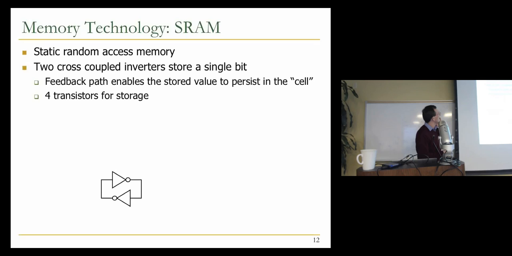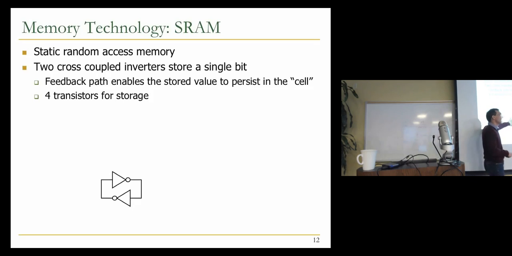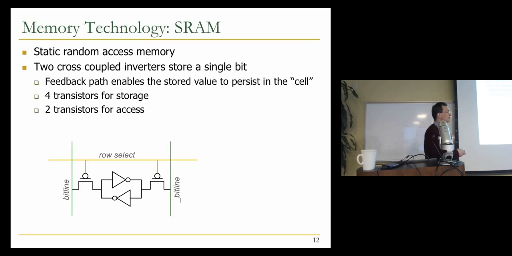The other technology that's most commonly used today is SRAM, static random access memory. This consists of two cross-coupled inverters that basically trap the charge over here and store a single bit. This feedback path enables the stored value to persist in the cell as long as you have power on. And you have four transistors for storage. Basically, each of these has two transistors. But you also need to access them. And to be able to access them, usually you have two transistors that enable the connection of either side of this cross-coupled inverter to a bit line.